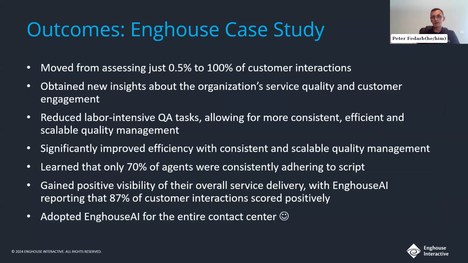So the outcomes of the case study was going from that 0.5% to that 100%. They obtained new insights into their quality and customer engagement. It showed them problems that they didn't know about. It did reduce the labour they spent on that QA section. It gave them more consistency and efficiency and enabled them to do it at scale.